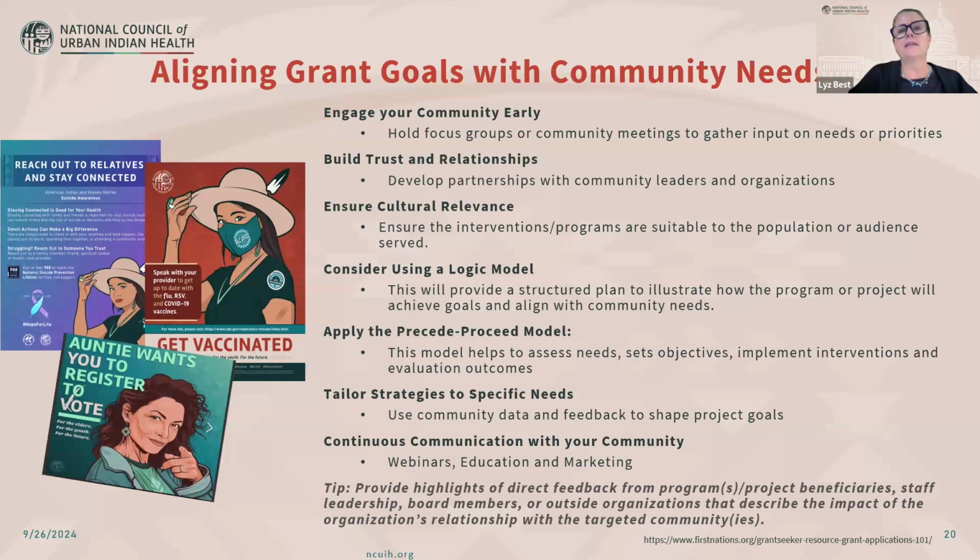So to effectively align your grant goals with community needs, it's crucial to take a comprehensive and thoughtful approach. Start by actively engaging your community from the beginning. Hosting focus groups or community meetings allows you to gather valuable insights into what the community truly needs and values. Building strong relationships and trust with community leaders and organizations is essential in your sustainability plan. These partnerships not only provide support, but also help ensure that your project is well integrated into the community fabric and more likely to be embraced.